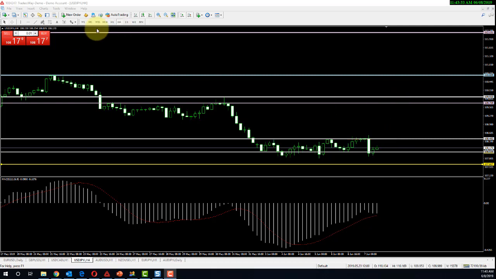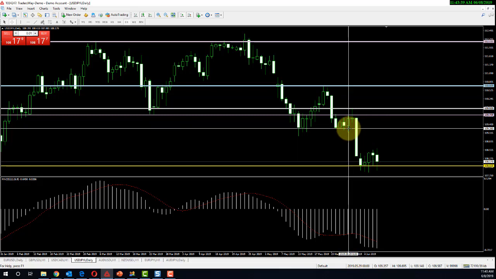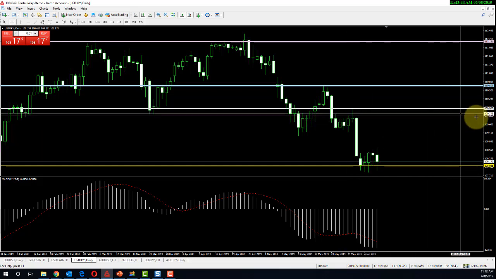Now, of course, as I said, our bias is bullish. So we'd be looking to exit or trade somewhere around here at around 109.26, 109.40, 109.70, somewhere along here, and then we'd be looking to take a trade back to the downside.